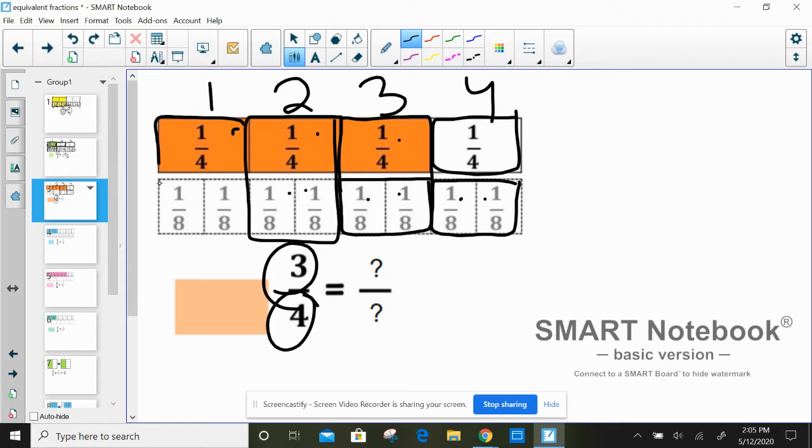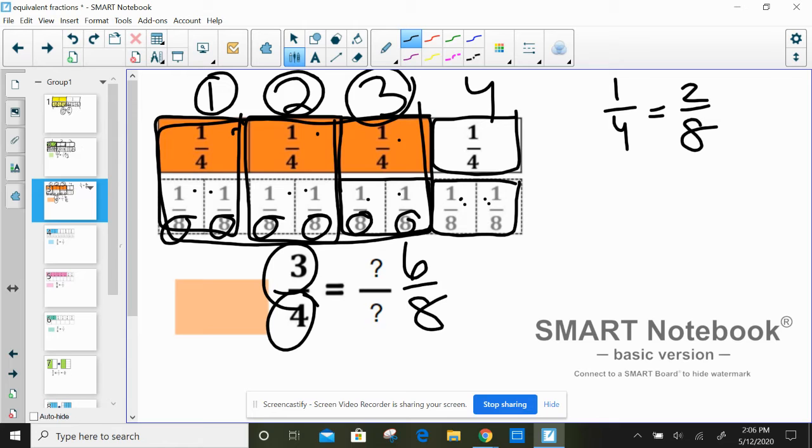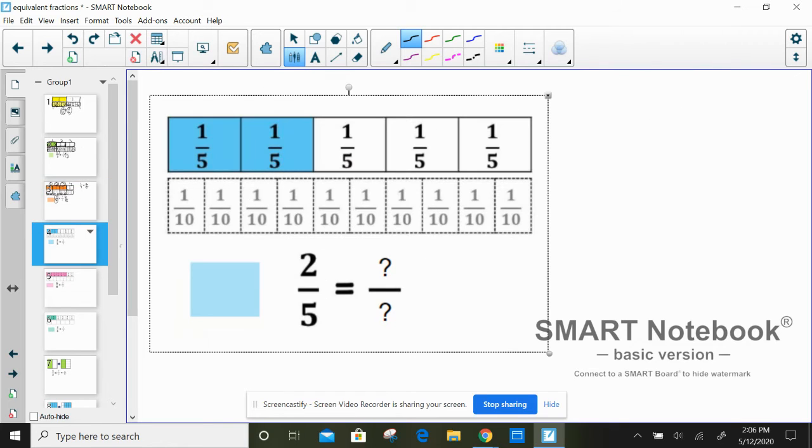1, 2, 1, 2. So that means that each of these 1/4 is the same as 1, 2 of our 8ths, right? But they're asking here out of our 3/4 here, so our 1, 2, 3, out of all this part here that's shaded orange, how many 8ths are there? Let's see, 1, 2, 3, 4, 5, 6. There are 6 8ths. Okay, another one here.